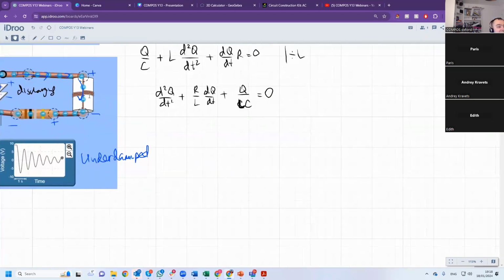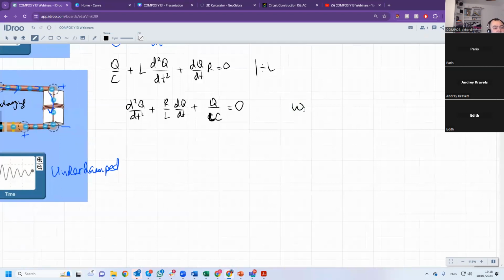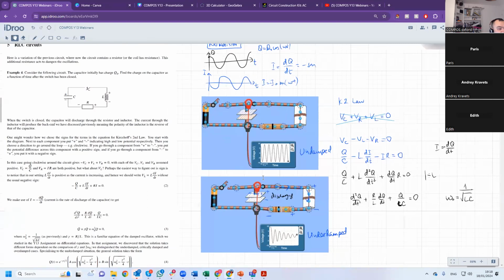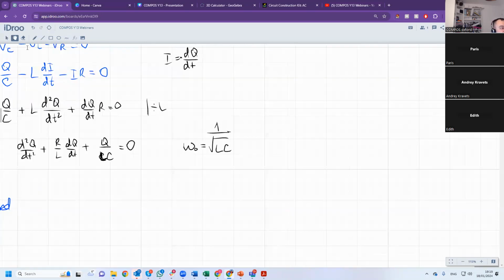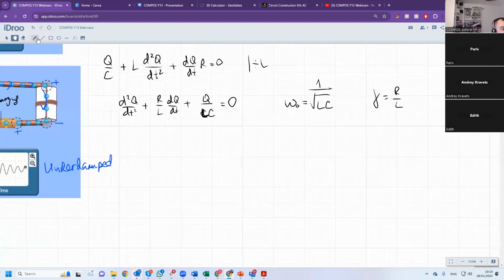Now we make a substitution. We say omega 0 is 1 over square root LC, and gamma is equal to R over L. So we can rewrite this equation as Q double dot, the second derivative of Q, plus gamma multiplied by the first derivative of Q, plus omega 0 squared Q equals 0.